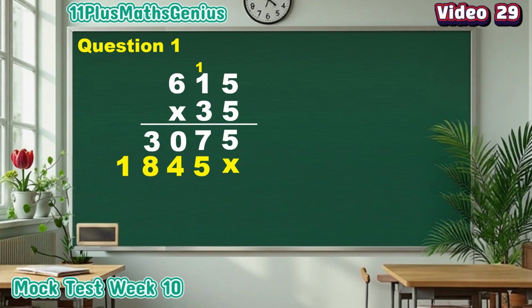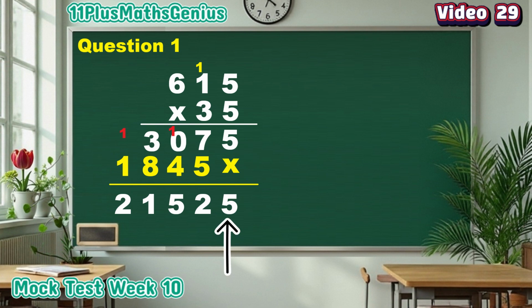Now we just have to add those two together to get a result. 5 plus nothing is 5. 7 plus 5 is 12, carry forward 1. 0 plus 4 plus our carry forward 1, and we get 5. 3 plus 8 is 11, so we carry forward 1. 1 plus 1 and we get 2. So our final answer is 21,525.